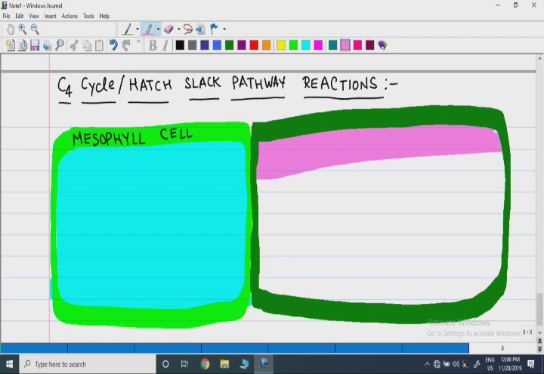This is another type of cell, that is the bundle sheath cell. We have to write a lot of reactions here.